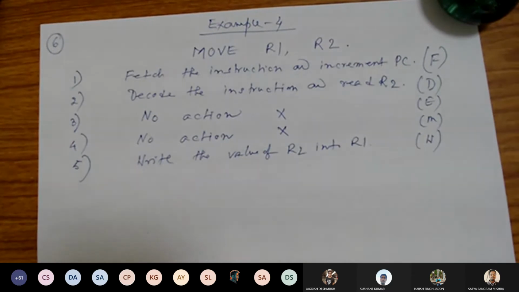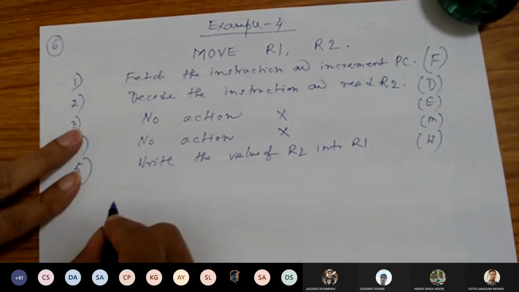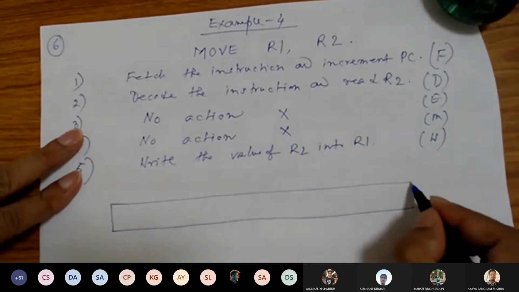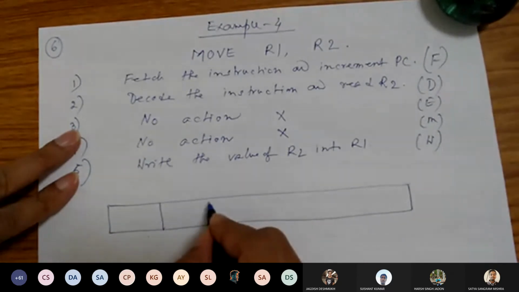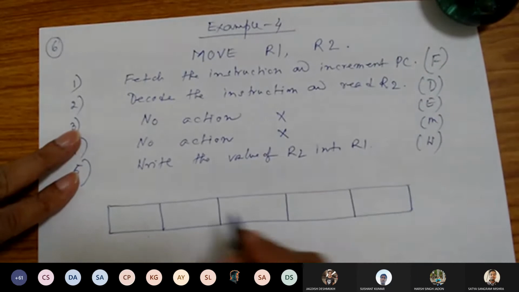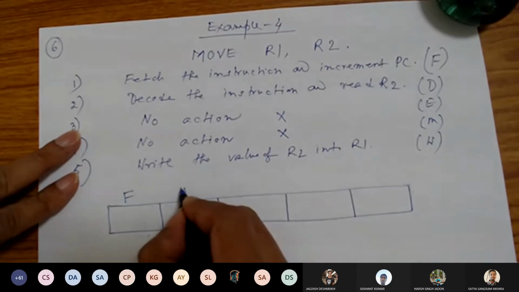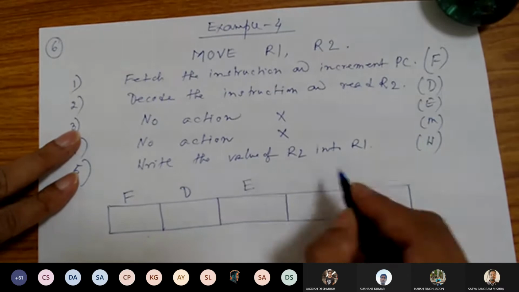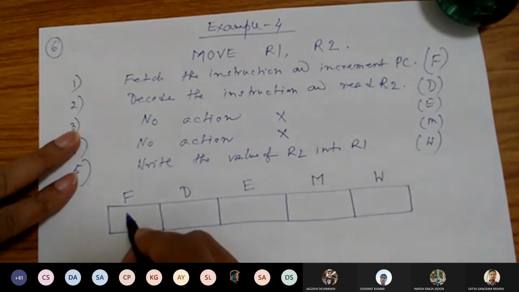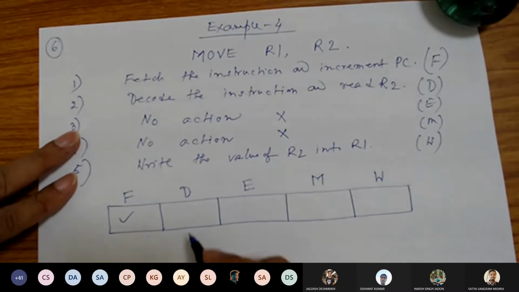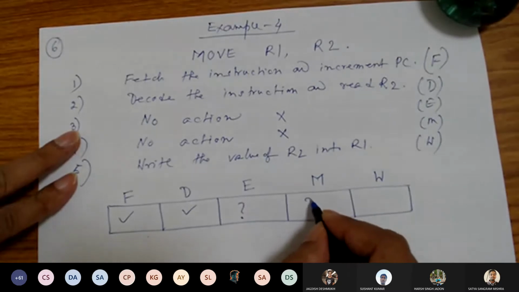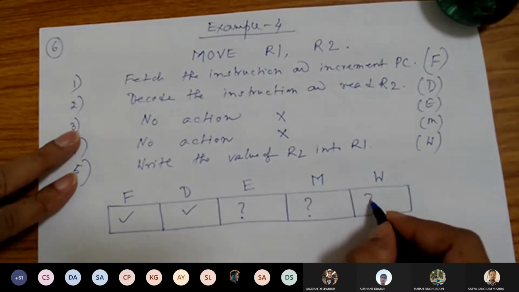So we have seen that there are 5 stages. Fetch, decode, execute. This is fetch, this is decode, this is execute, this is memory, this is write back. What we can say, this is mandatory, this is mandatory, this may be required, may not be required, this may be required, may not be required, this may be required, may not be required.